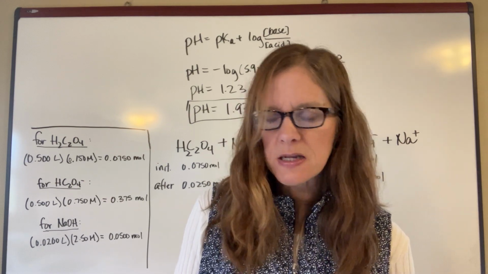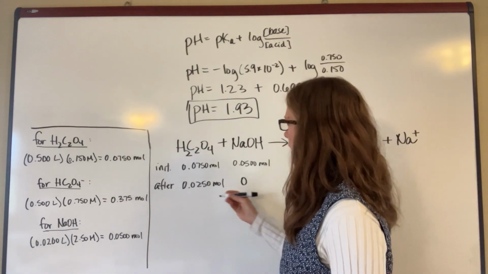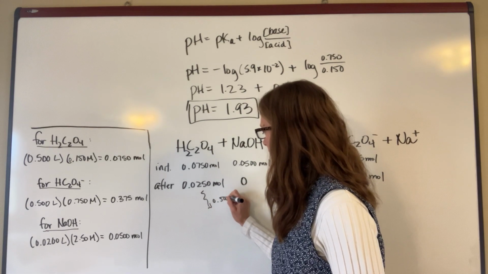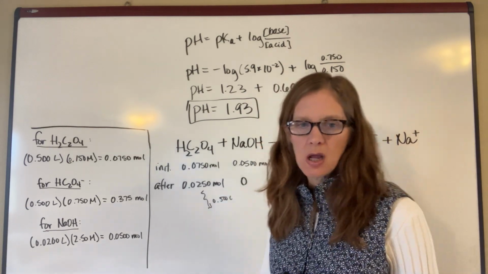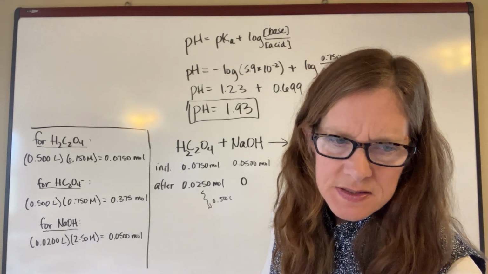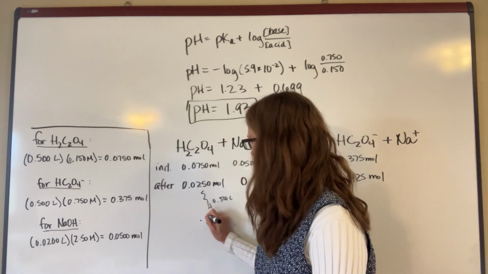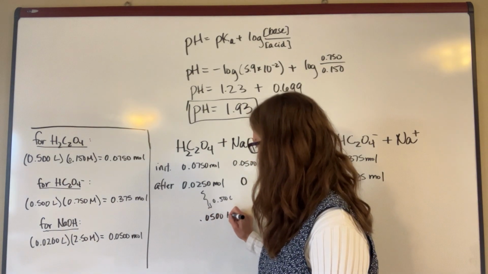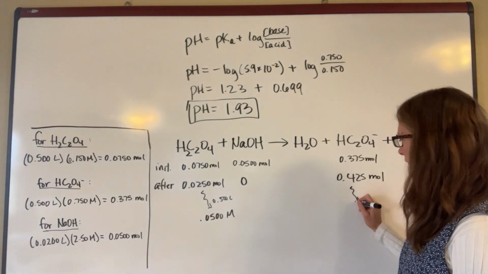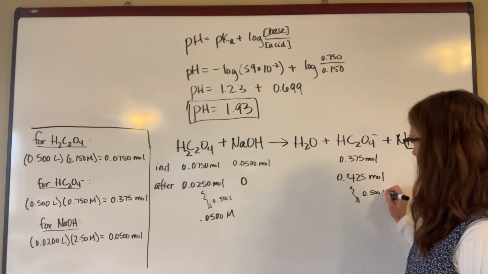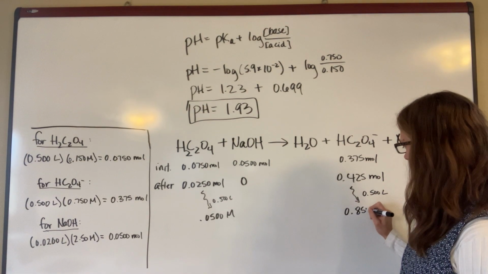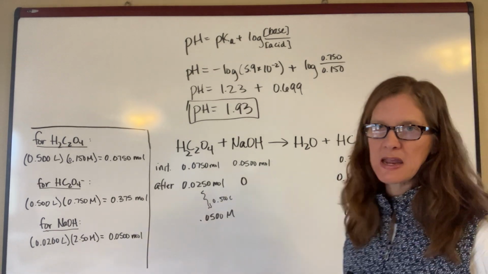And so what I need to do then is I need to take each one of these and I'm going to say, okay, this is in a half a liter of solution. And so if that's true, then that's going to give me a 0.0500 molarity for my acid. And for the base, again, if I put that in a half a liter, that's going to give me 0.850 molarity for my base.